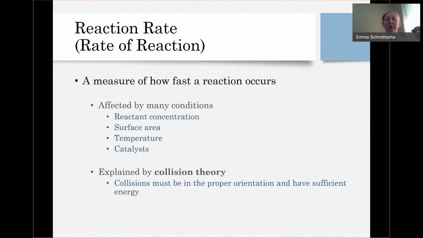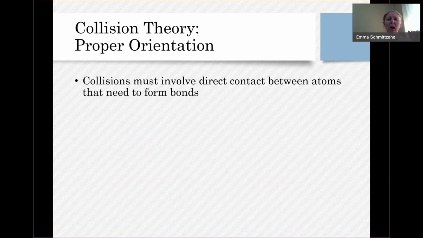You have to have a collision, but those collisions need to meet the criteria of having the proper orientation and having sufficient energy. So let's talk about those two things a little bit more. When they say it needs the proper orientation, that means that it needs to have direct contact between the atoms that need to form bonds.